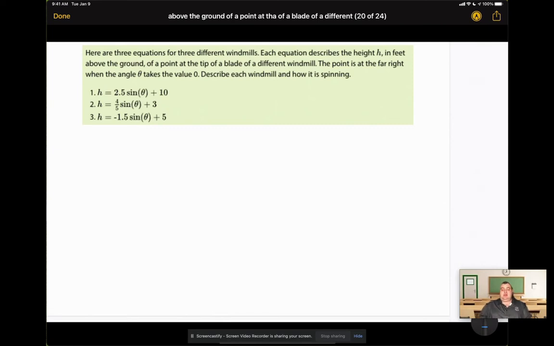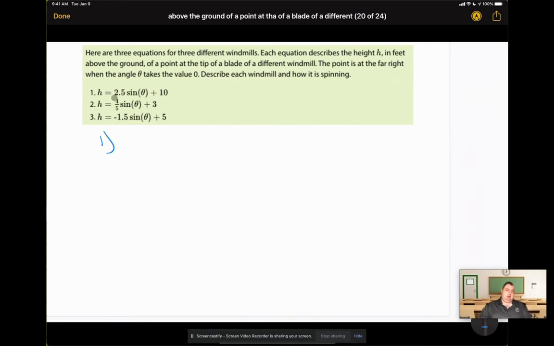Each equation describes the height, h in feet above the ground, of a point at the tip of a blade of a different windmill. The point is at the far right when the angle theta takes the value 0. Describe each windmill and how it is spinning. So let's start with number 1.